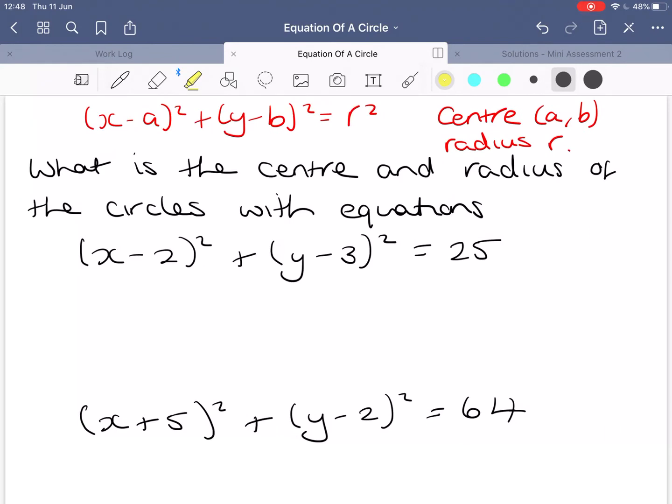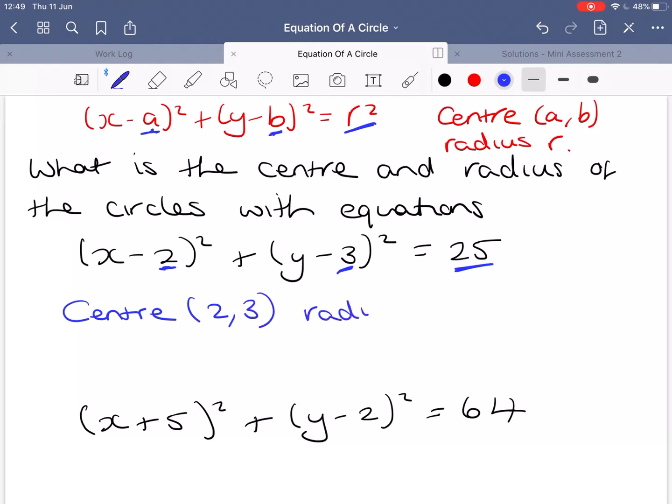If I said I've got an equation for a circle which is x minus 2 all squared plus y minus 3 all squared equals 25, then I know that my A must be my 2, my B must be my 3, and this is where people make the mistake, r squared equals 25. So that means the centre is at the point 2, 3, and the radius is effectively the square root of 25, because I need to know what squared makes 25, so the radius is 5.